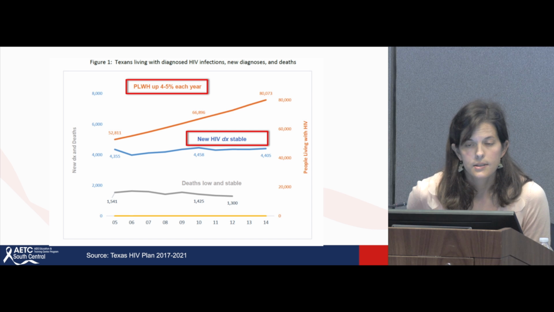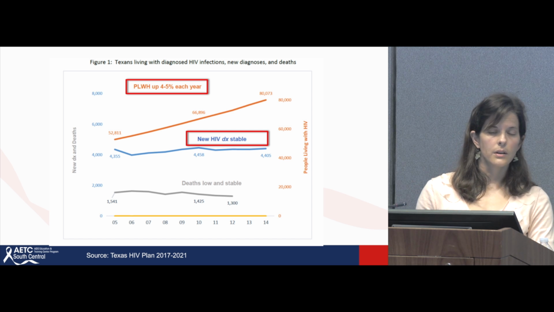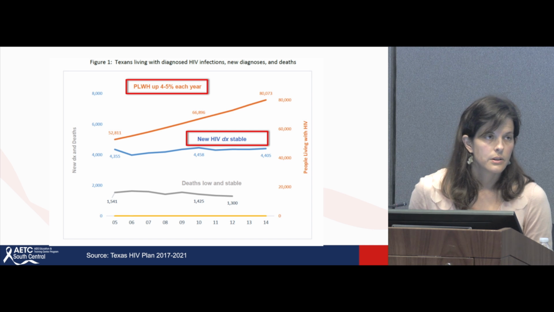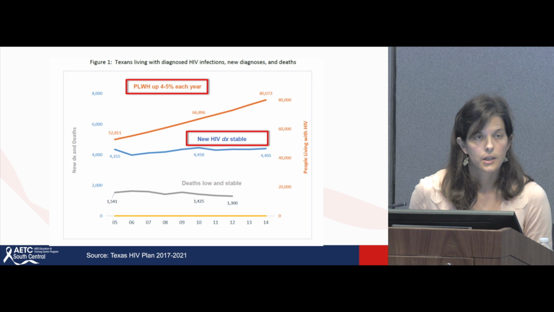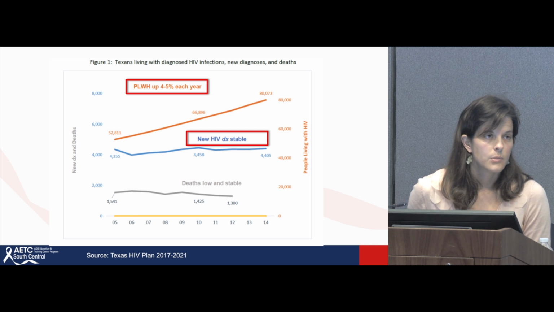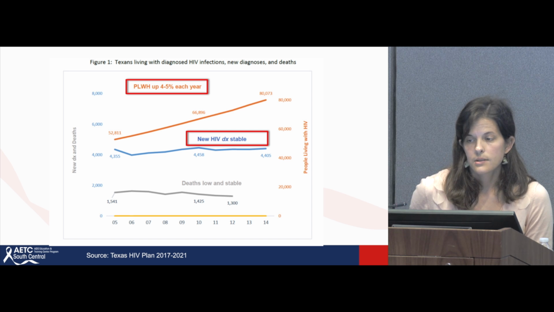This figure shows Texans living with diagnosed HIV infections on the orange line, new diagnoses on the blue line, and deaths to HIV in the gray line. And there are two things to take away here. The number of people living with HIV is increasing, and that's because there are new diagnoses every year and people are living longer as HIV becomes a chronic condition. The second thing to note is that HIV diagnoses are stable, so they're not decreasing. So that means every year more and more people are going to be living with HIV in Texas.